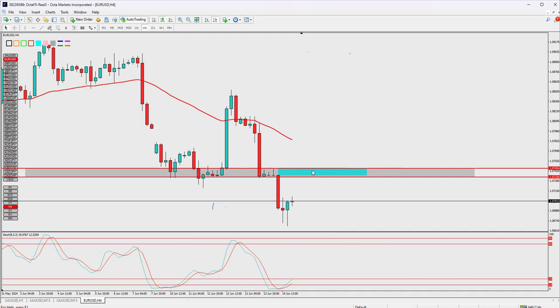But if the market comes to this point and the first 4-hour candle rejects it and closes below this level right here, then you can take your trade and put your stop loss a few pips above, around 20 to 30 pips or 30 to 40 pips above this zone. Then you wait for your first take profit.